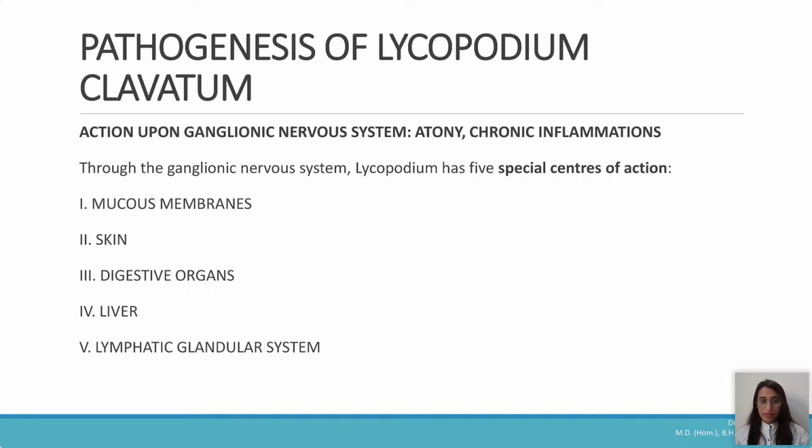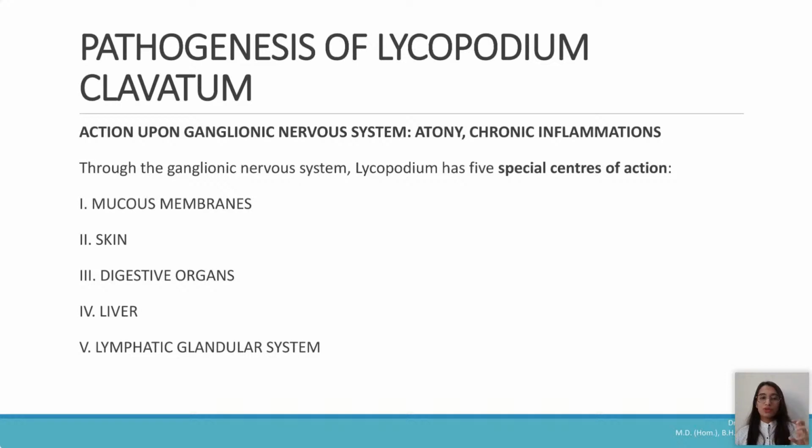Now, beginning with the pathogenesis, Lycopodium acts upon the ganglionic nervous system. What exactly is the ganglionic nervous system? It is nothing but the peripheral nervous system. Through this peripheral nervous system, it produces atony, that is a state of relaxation. The normal tone of the muscle, the fiber, the vessel is all lost. And second, what it produces through the action upon the peripheral nervous system is chronic inflammations. Remember one thing, Lycopodium is not frequently prescribed as an acute remedy. It is more so prescribed in chronic, deep-seated pathologies.